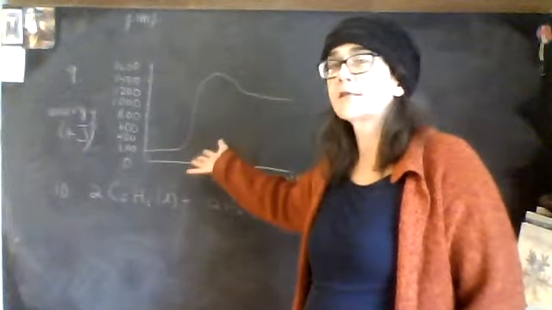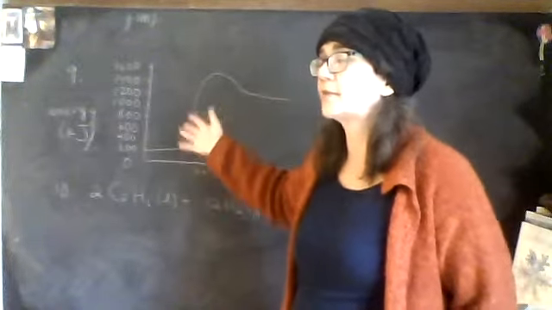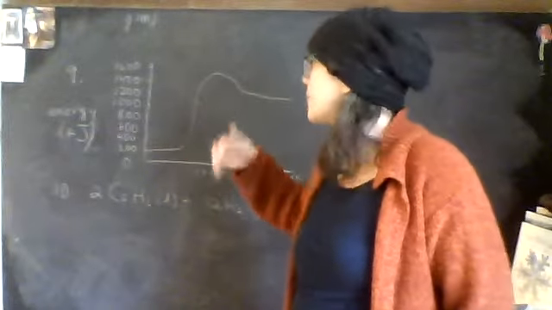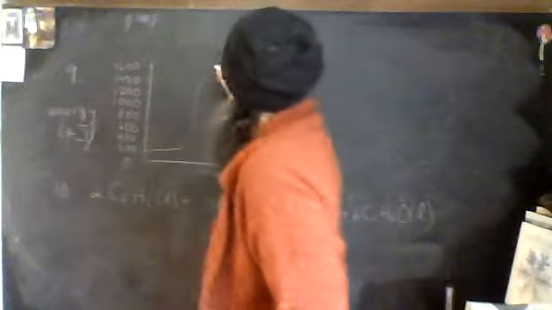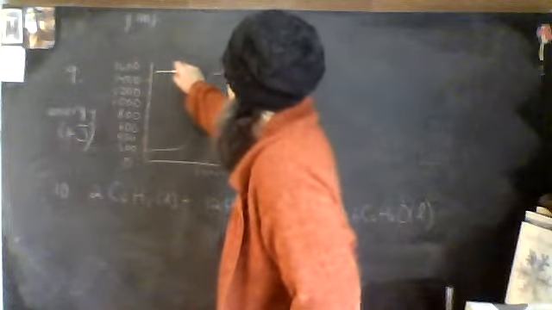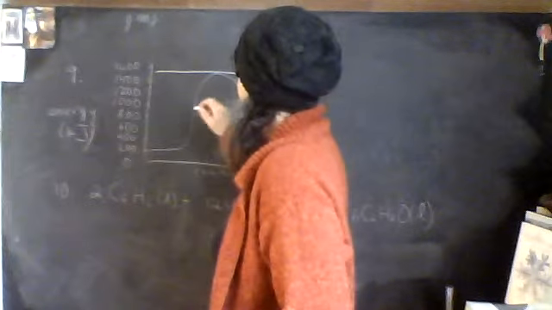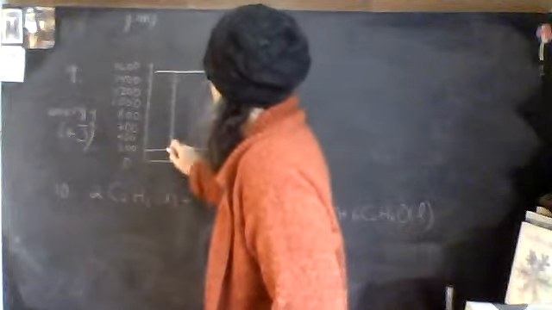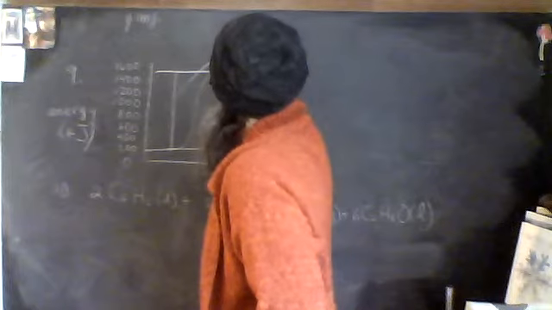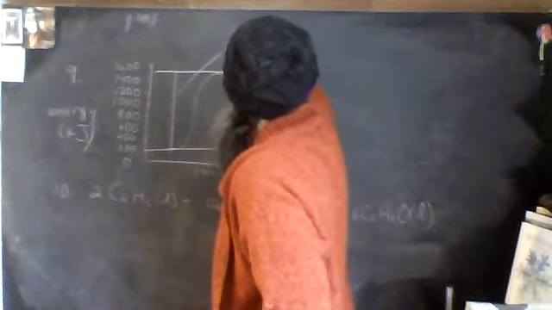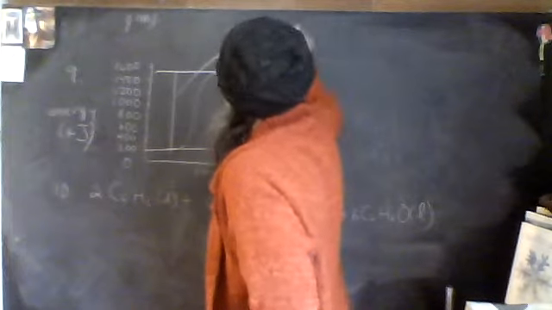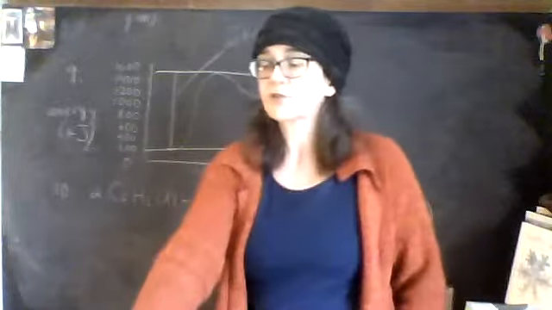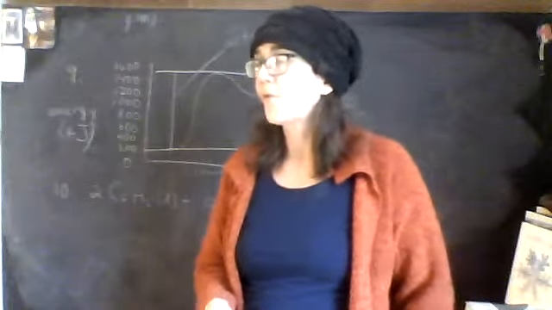Looking at this, where do we find the activation energy? At the top of the arc. From where? From the top of the arc to the bottom. So this is our activation energy. So what is it? What would you say it is? Look in the book. It's 1,450 minus 200.